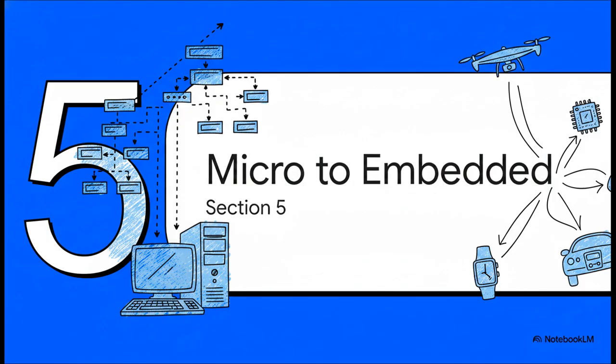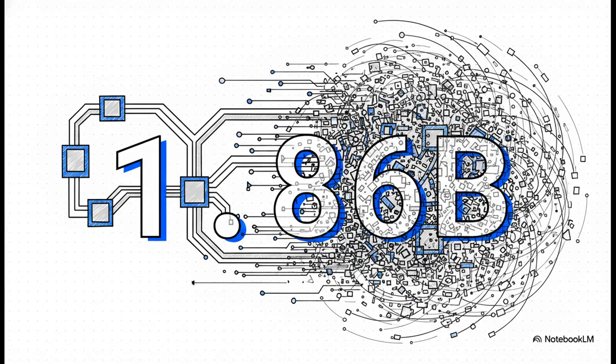Section 5. Microprocessors to embedded systems. From that single IAS blueprint, computing evolved rapidly, branching out into 2 radically different directions, scaling massively up and shrinking remarkably down. First, it scaled massively up in density and speed. Check out this mind-boggling contrast.